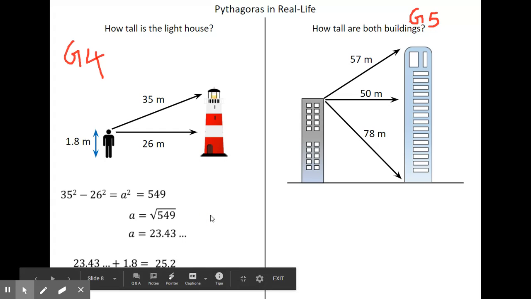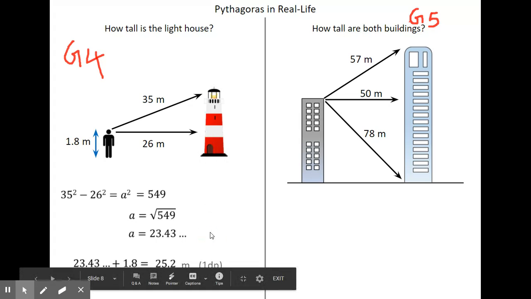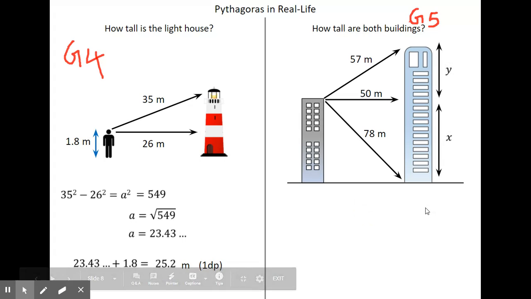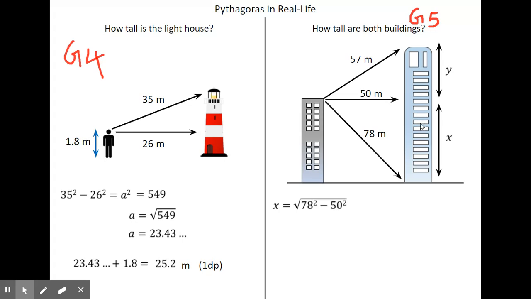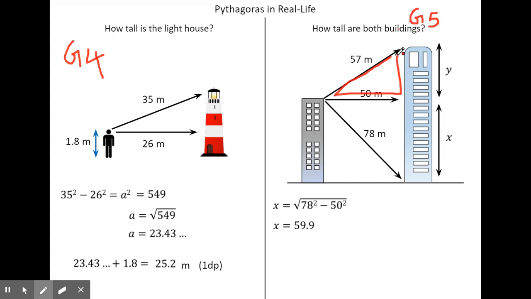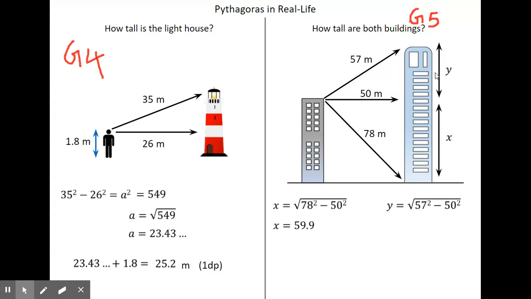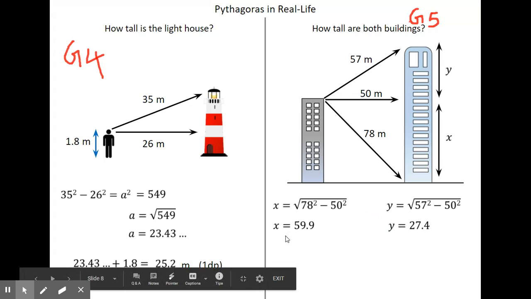Remember here we're adding 1.8 because the person is holding the rangefinder and his height has to be added to find the height of the lighthouse from the base. Here, the tallest one is broken down into two sections. We can see two right angle triangles, one at the top, one at the base. Let's take the top one. Using the top right angle triangle, we can find out the value of y. The working outs are provided below.